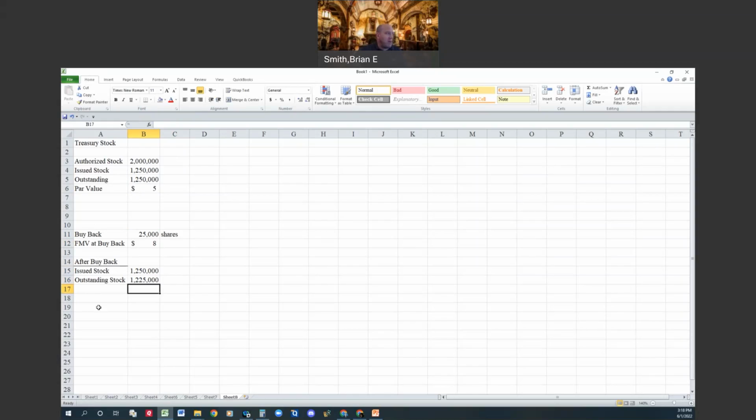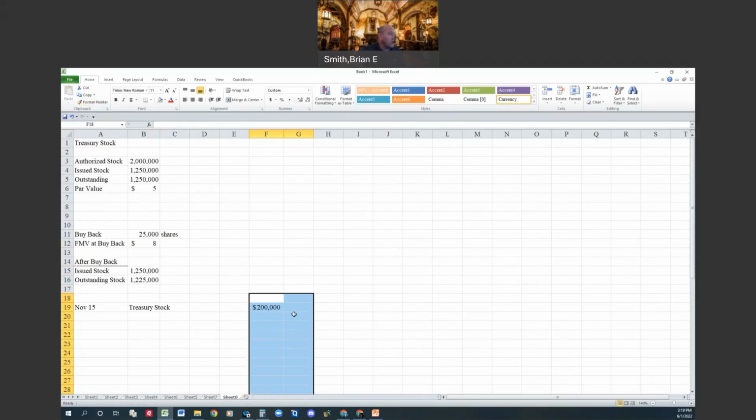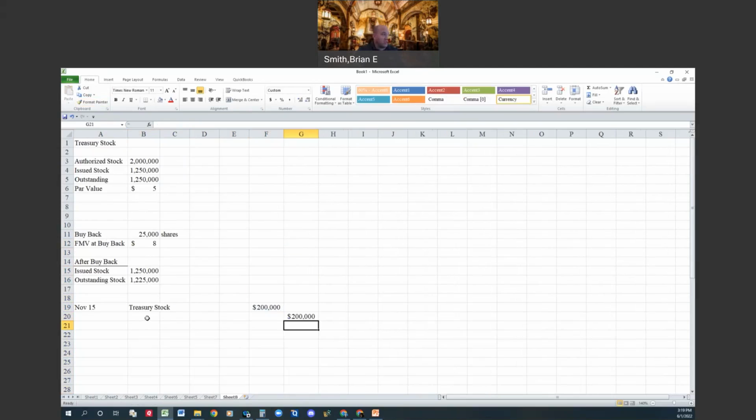So let's say this buyback occurs on November 15th. On November 15th, we purchase these shares back. We're going to debit Treasury Stock for the amount of the buyback of shares times the fair market value. And in most places, at least that I know of, we're going to use cash. Actually, we wanted that in dollars. My apologies. I'm just going to do that so we don't have any worries. Okay, and then that's $200,000 in cash.